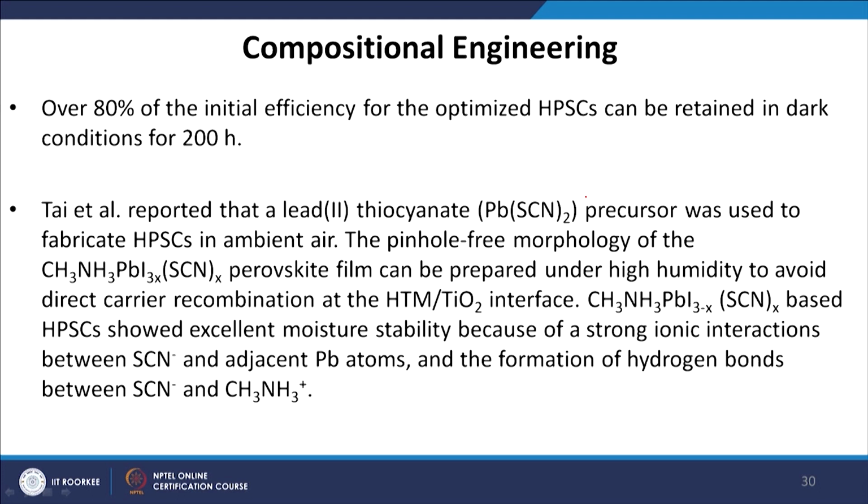So, basically Tai et al. have reported that a lead thiocyanate precursor was used to fabricate the solar cell in ambient air. The pinhole free morphology of this lead thiocyanate based perovskite solar cell can be prepared under high humidity to avoid direct carrier recombination at the HTM-TiO2 interface. And not only does the stability increase in these thiocyanate based devices, but the efficiency can also be tuned.